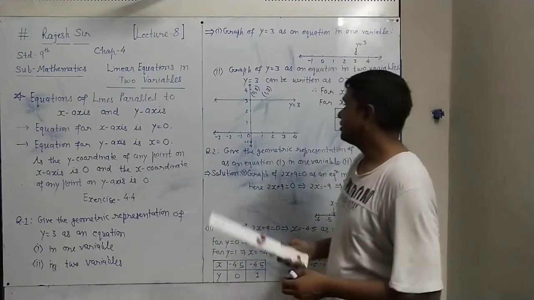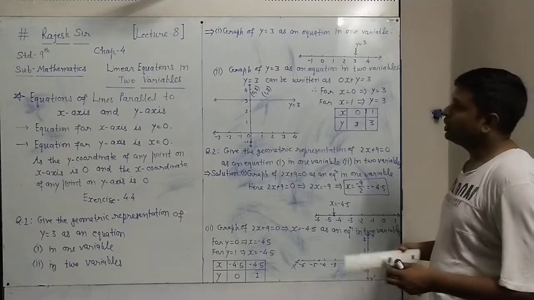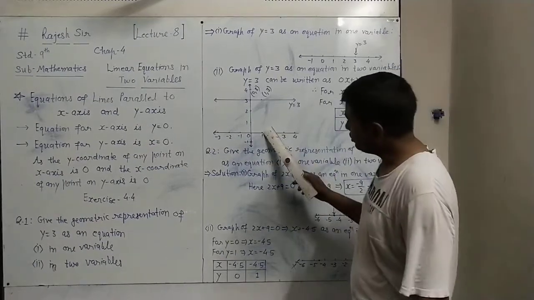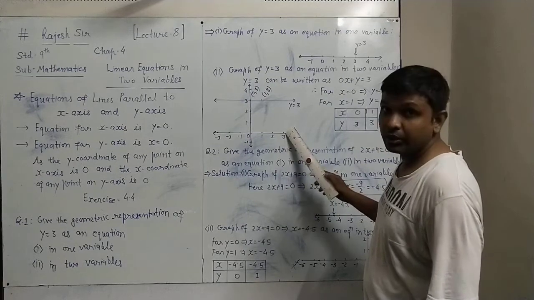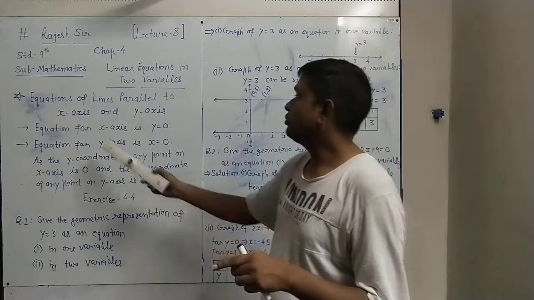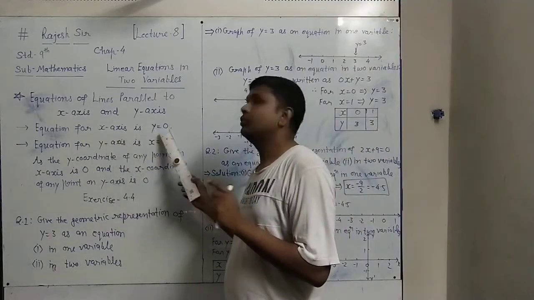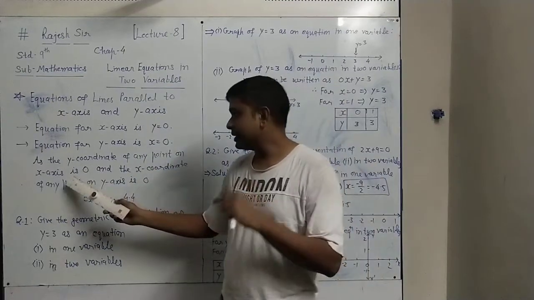And in a similar way, if you see any point on the x-axis, like this point, you read (1, 0), (2, 0), (3, 0). On the x-axis, the y coordinate is always 0. Therefore, on the x-axis, y equal to 0. This is the reason: the y coordinate of any point on the x-axis is 0.